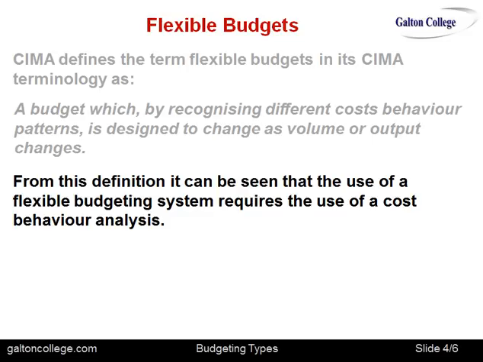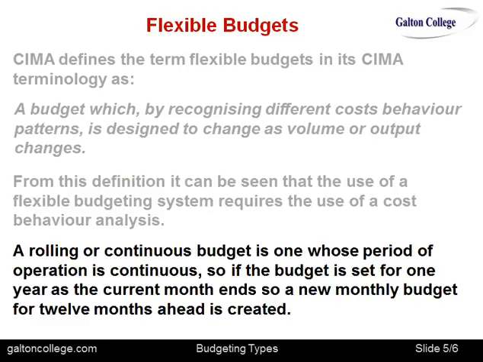And there is an interesting type of budget called a rolling or continuous budget. This is one whose period of operation is continuous. Generally speaking, we think of a budget for a 12-month period, or whatever it is, for a 6-month period, at the end of which a new budget is put into place. And most of the material in the other videos on this topic suggests that's the case. But it is possible to have a rolling budget.